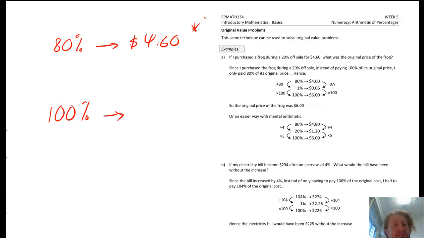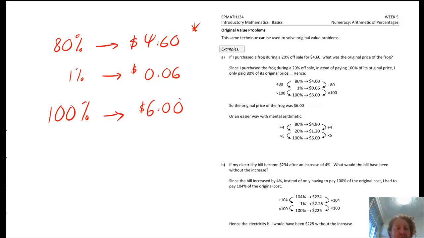The question doesn't say 80%, but we've got to think, what's a 20% reduction from 100? It's 80. How do I get from 80 to 100? Well, if I've got my calc, I do exactly what it says there. I'll just take it down to 1% by dividing both sides by 80. 4.60 divided by 80 is 0.06. I could have converted that to cents, but I'm fine with working in dollars. I know it's small, but it's okay. I know it's really 6 cents. Times by 100, yoink, yoink, $6. So the frog was originally $6.